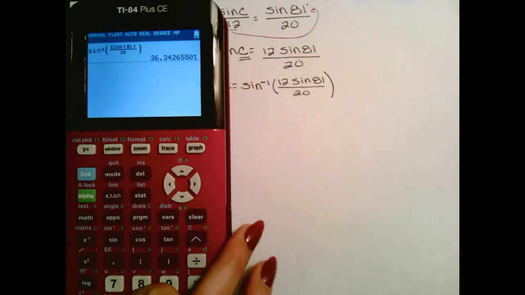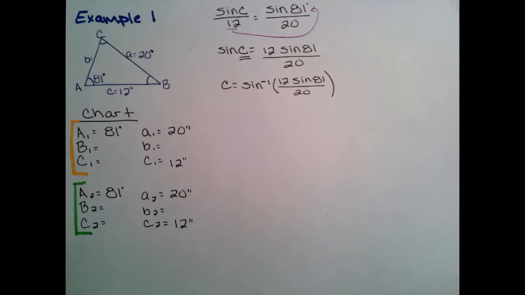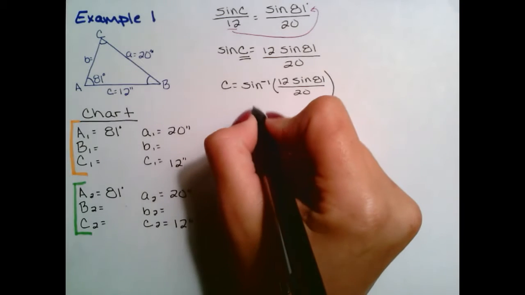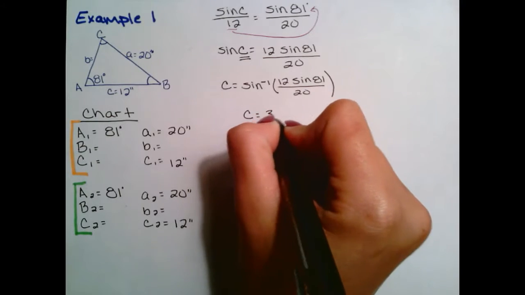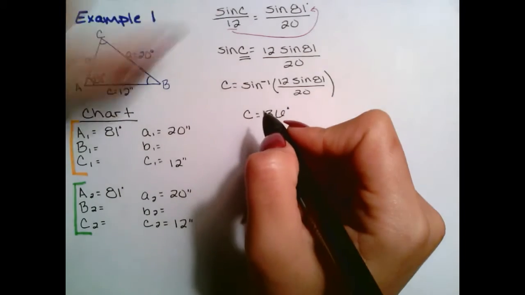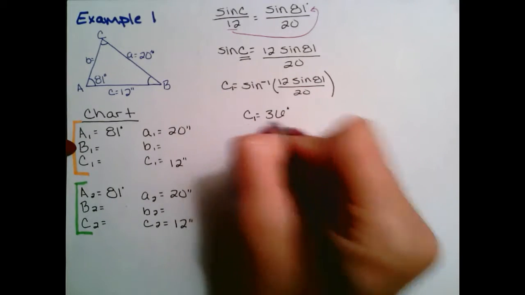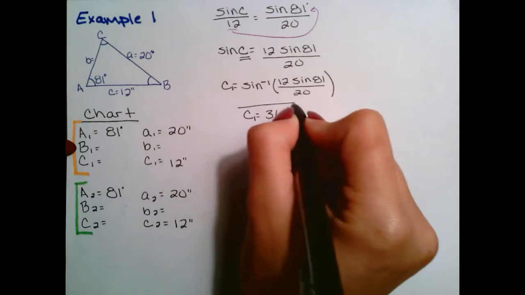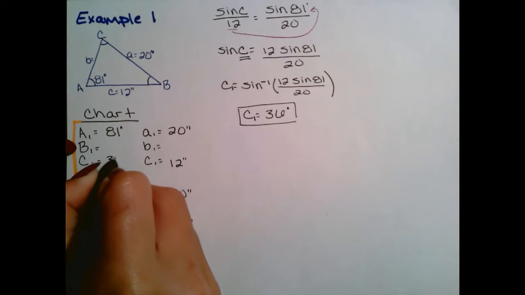So my angle C is 36.34 degrees. In my class, I tell my students they can round degrees to whole numbers. So C is 36 degrees. Now remember, this was all for triangle 1. So this is C1 that we're talking about right here. And I'm going to go ahead and fill that in.